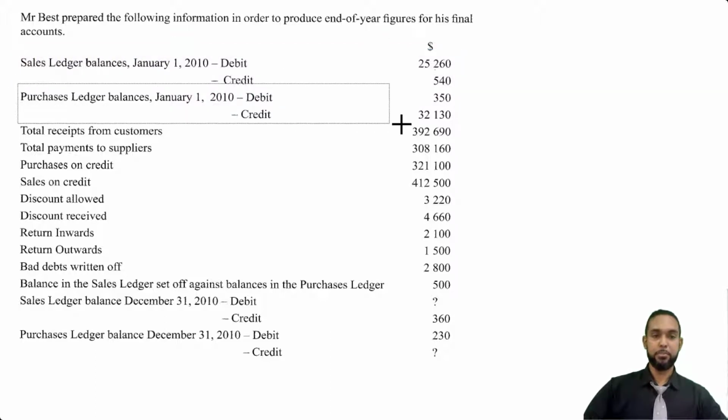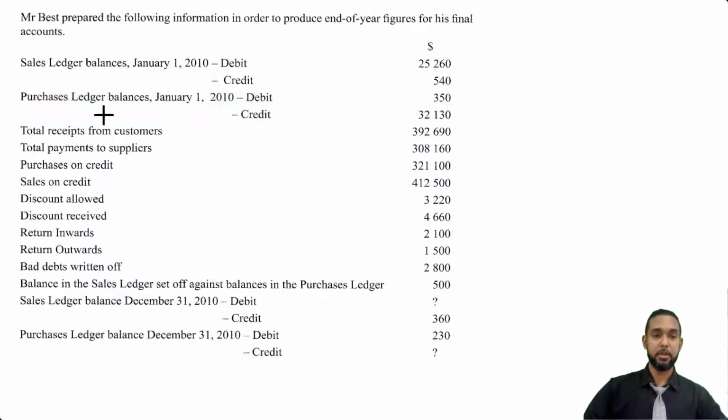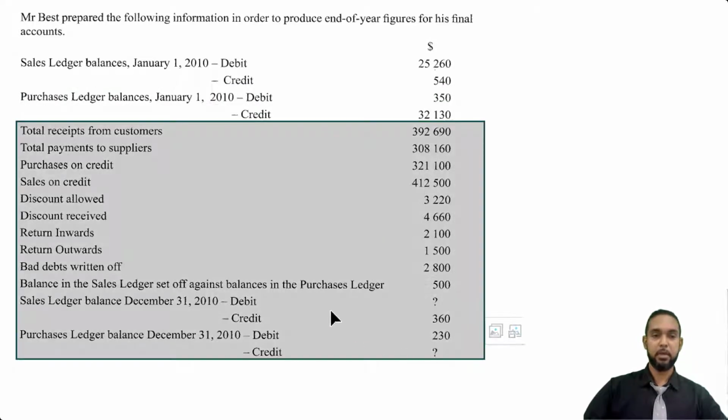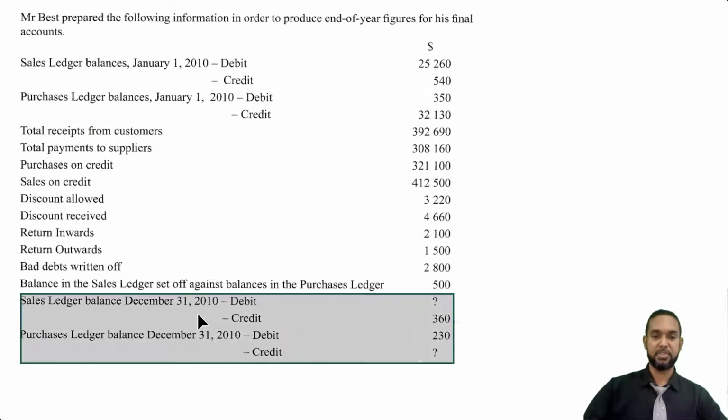We have some purchases ledger balances, Jan 1st, 2010, that's the opening start of the year balances, debit and credit, 350, 32, and 30 respectively. Now we have a whole set of other information, and the interesting part down here is that at the end of the year, we have some missing balances: a missing balance for the sales ledger, the closing debit balance, and the closing credit balance for the purchases ledger.